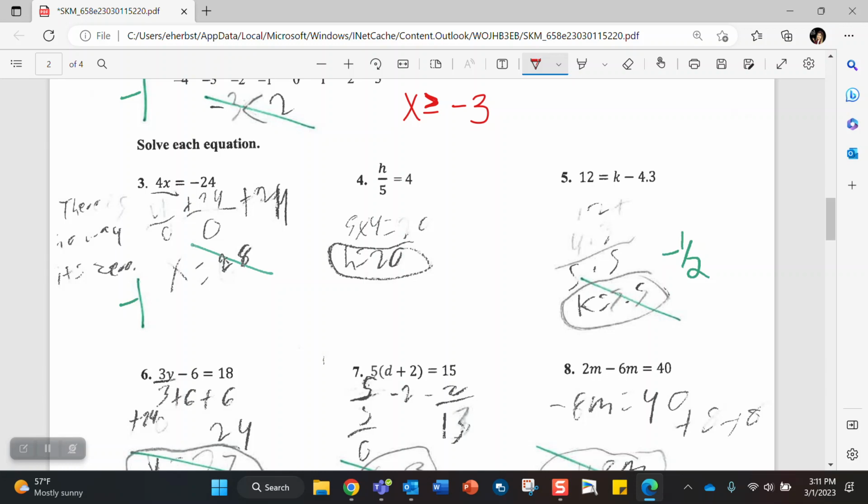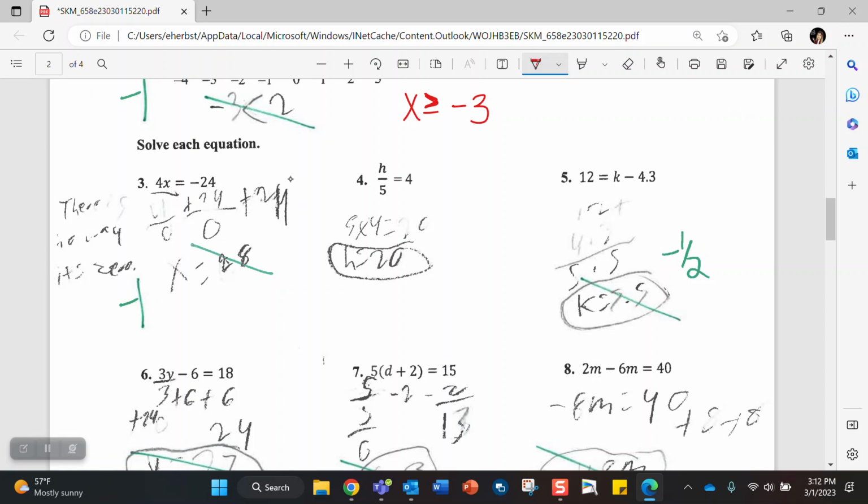Okay, on number 3, this is where I really liked it, because he does a good job of showing work, and so I can see what he's thinking. This is multiplication, right? This is 4 times x. And I undo that by dividing, and he even put on here, there's no way that this is 0. He knew that what he was doing was giving him an answer that he just kept thinking, there's no way this is right. And you're right, the answer is not 0, because 4 times 0 is not -24.